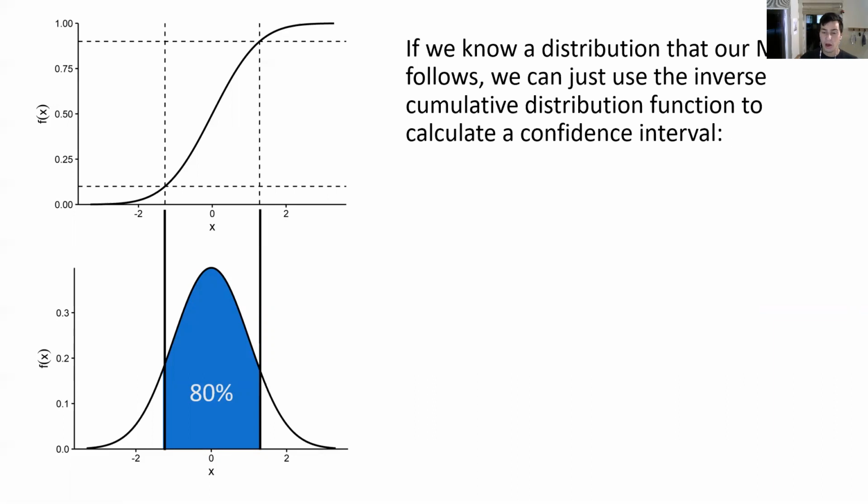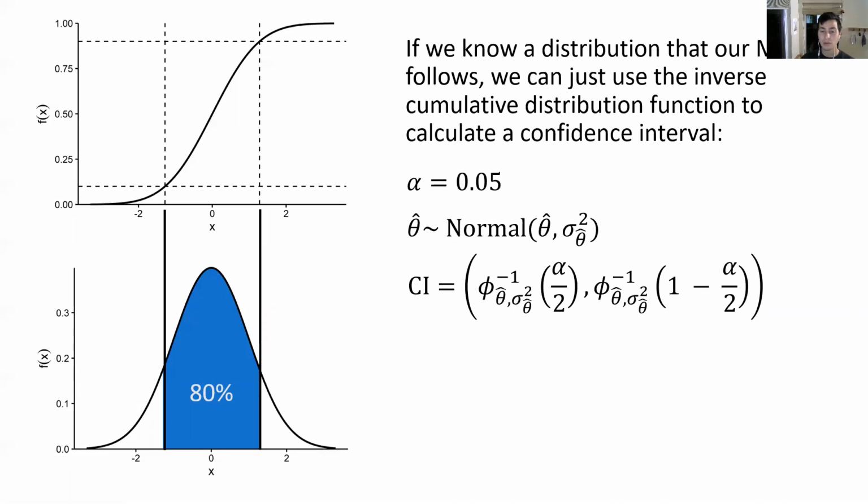So here's one way that we'll often see this written. Let's say that we want an alpha equals 0.05 confidence interval, which means that we want an interval containing 95% of the probability of the maximum likelihood estimate's distribution. If the maximum likelihood estimate is normally distributed with mean mu and standard error sigma, then the confidence interval is the value of the inverse cumulative distribution function, which we'll denote with phi to the -1, for a normal distribution with the mean at the maximum likelihood estimate and standard deviation sigma, which is our standard error of our maximum likelihood estimate. We evaluate this at alpha over 2, which in this case is 0.025, and at 1 minus alpha over 2, which in this case is 0.975.